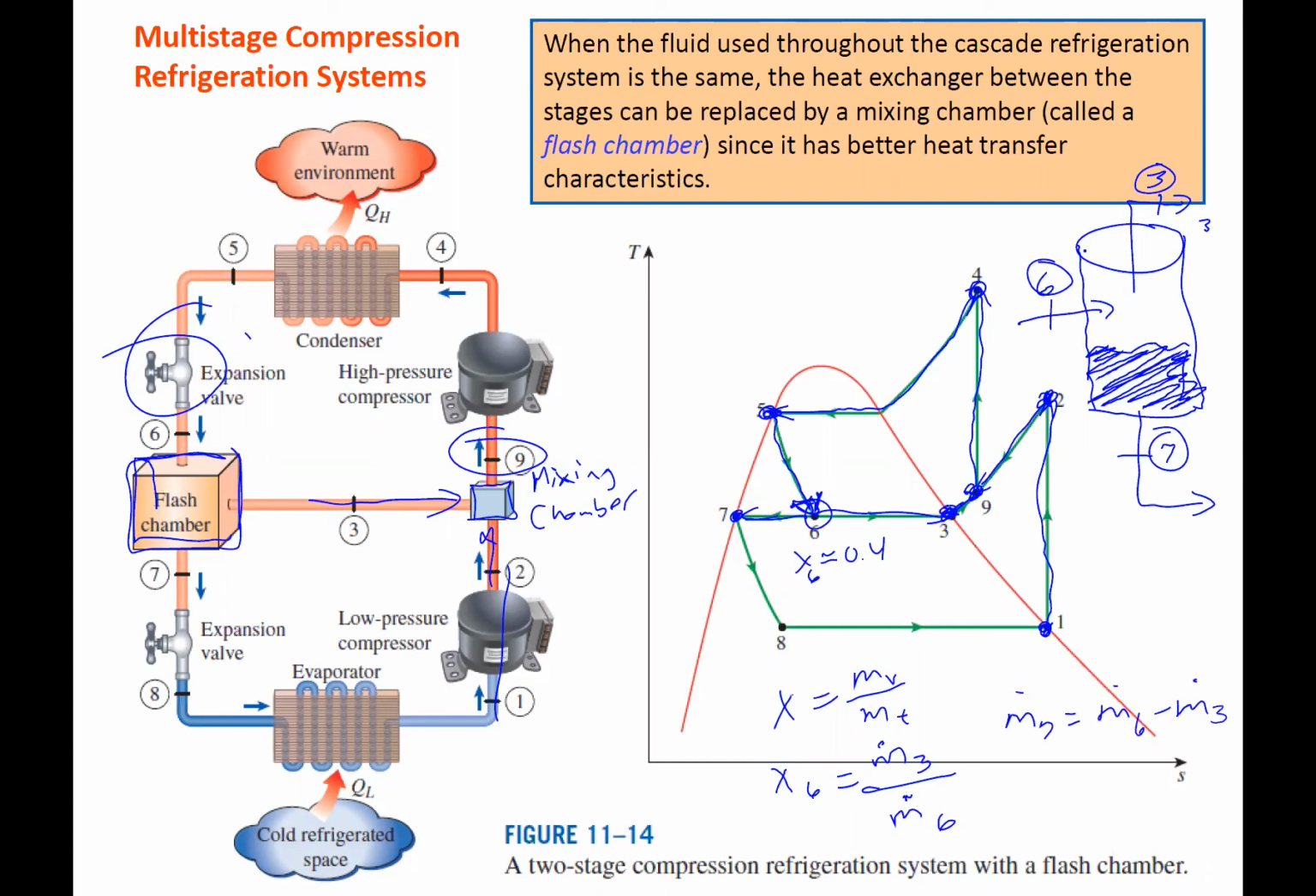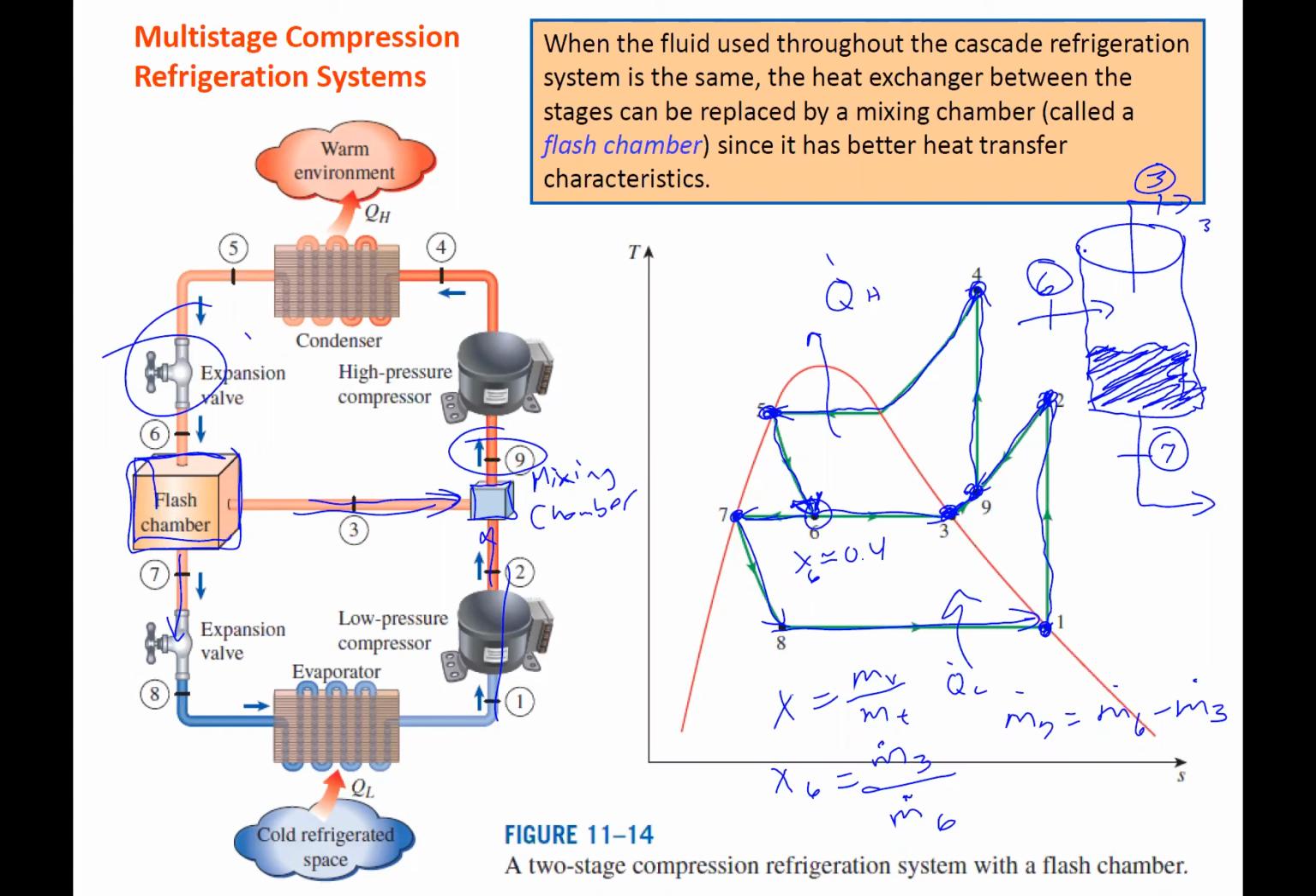Okay, so that means we got the liquid going this way, and we got the vapor going to our mixing chamber. And then we go down 7, expansion valve, and then we have our evaporator.